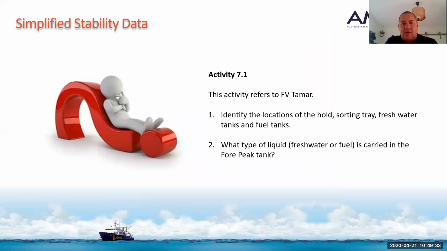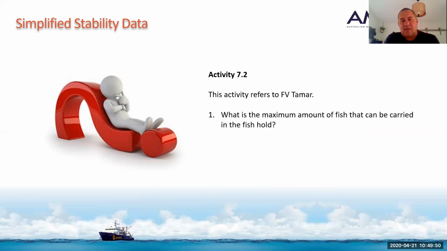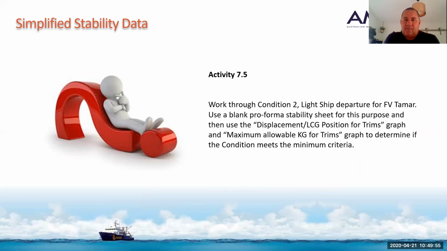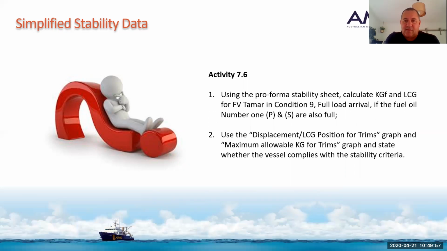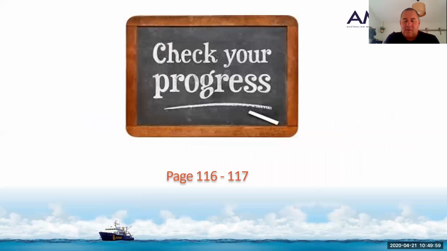So it starts off with activity 7.1, and so read through the book and then answer the activities in section 7. And so this presentation just pretty much goes through the activities that are in the book. So 7.1, there you go, 7.2, 7.3, 7.4, 7.5, 7.6, and then the progress check. And then we'll do a presentation on how to fill out that stability data form.